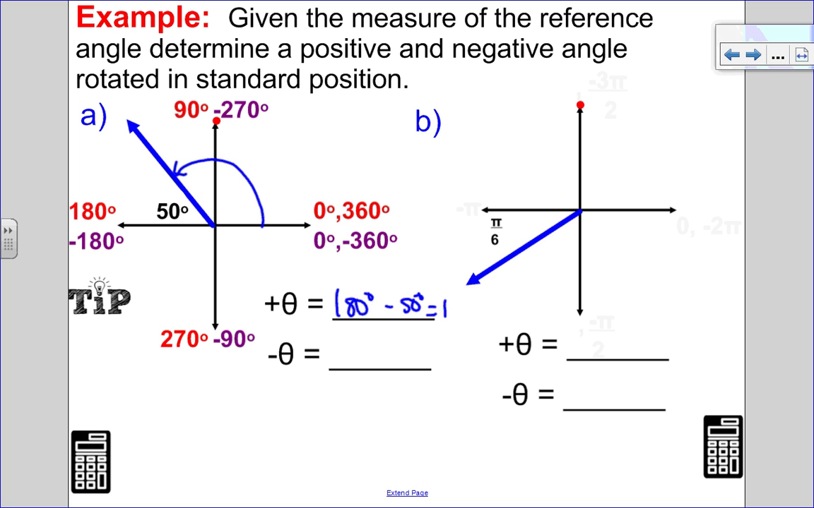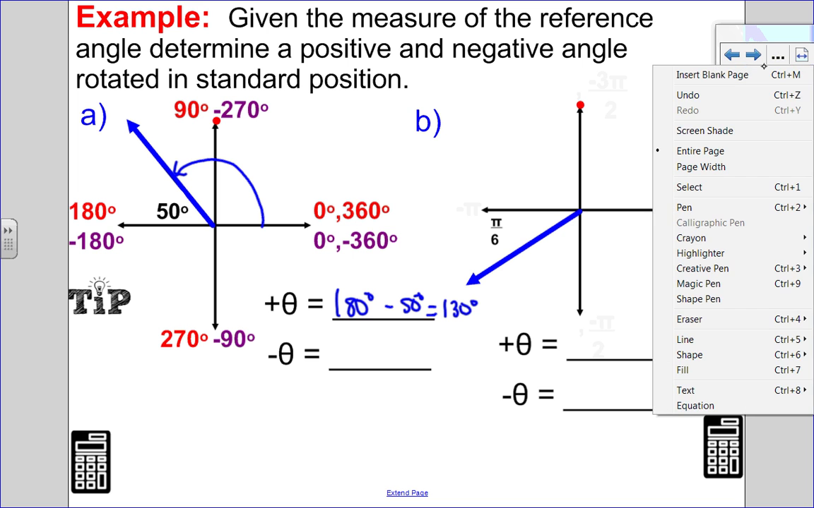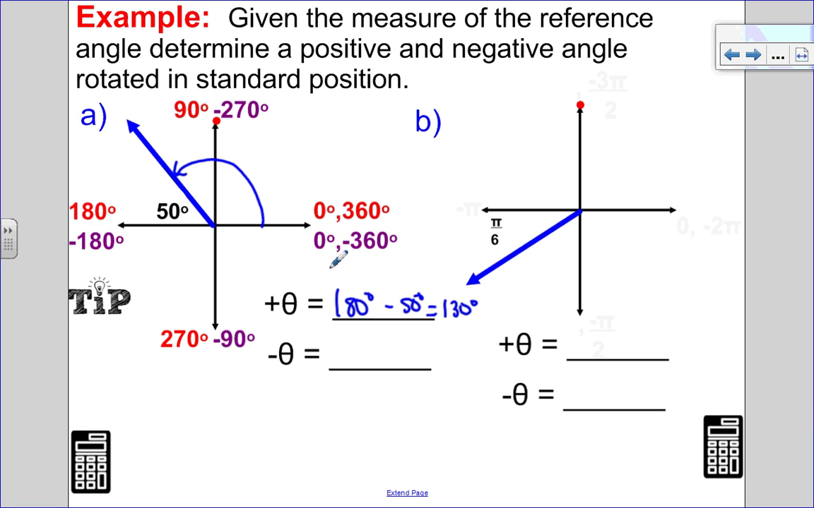That's a positive angle. Now I can do the same thing to figure out what my negative angle is. So I could go in this direction, negative angle. So this would be negative 0 to negative 90 to negative 180 plus another 50 would be negative 230 degrees.